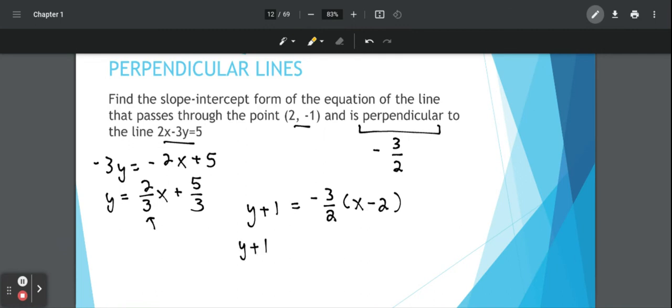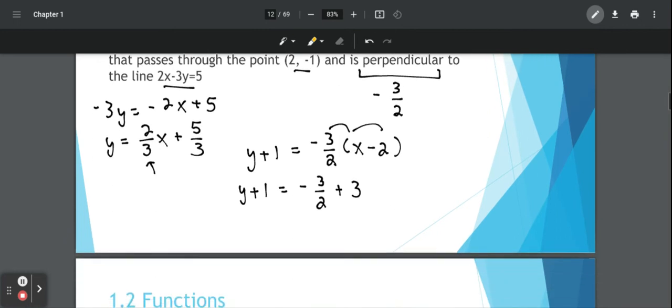So y plus 1 equals, distribute the negative 3/2, plus 3 when we distribute it. And then when you subtract 1, we get y equals negative, I dropped my x, negative 3/2 x plus 2 for our equation. And that is it for 1-1.